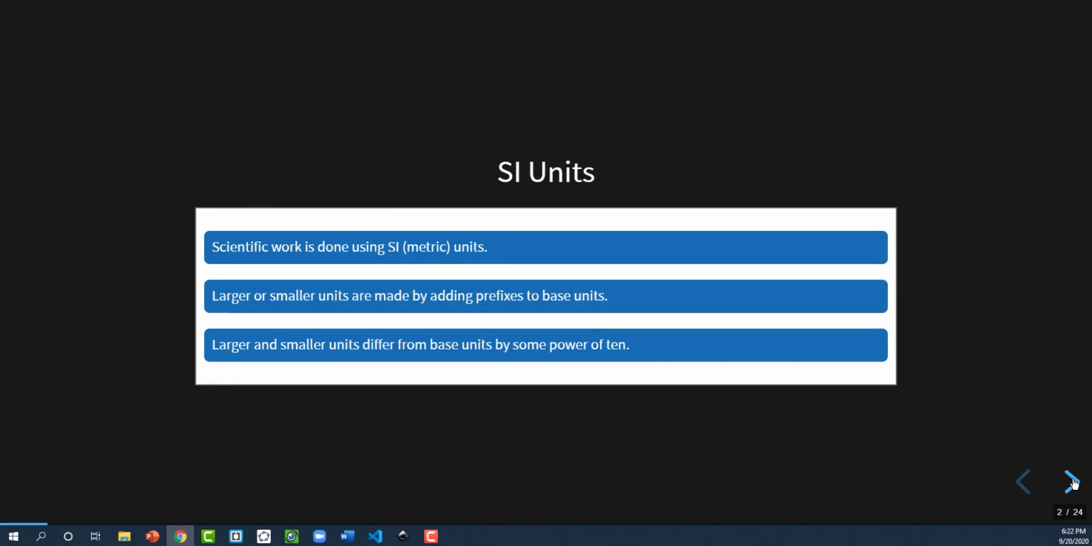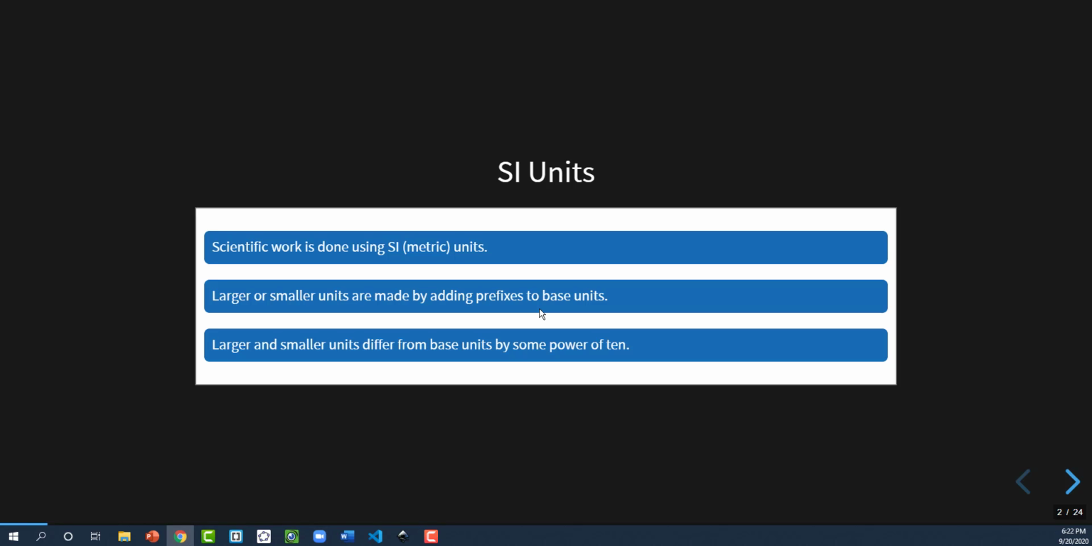First, just a few basic definitions. I realize that most of you have been working with the metric system since grade school, so I do not want to belabor the obvious. But let's just make sure that you realize that larger and smaller units in the metric system, in the SI system of units, are made by adding prefixes to base units. And that language might be a little formal for you, so this is what I mean.